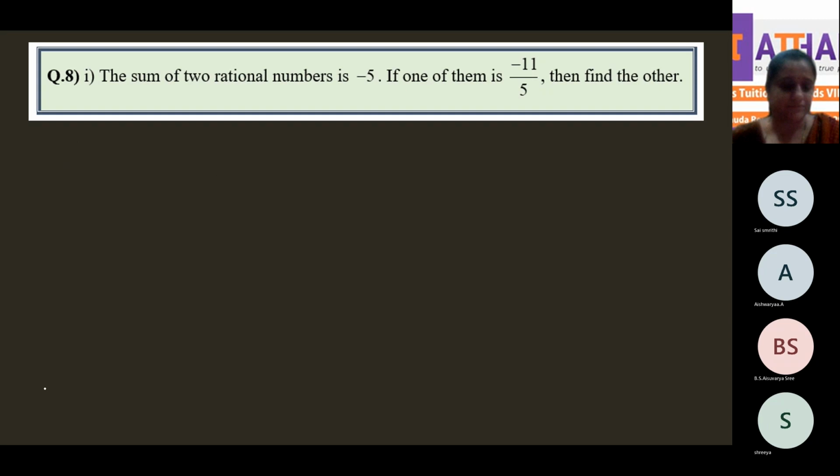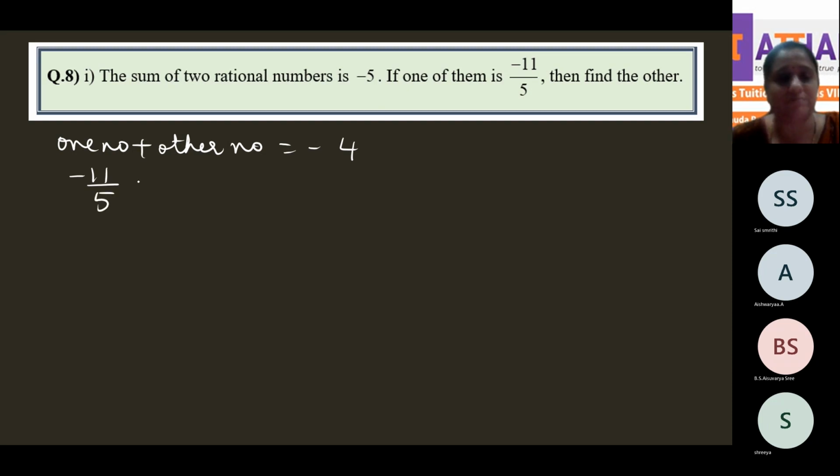Fine, let's see the correct answer. So you all have the question with you. It's given that the sum of two rational numbers is minus 4, meaning one number plus the other number is equal to minus 4. Now, one of them is minus 11 by 5, plus the other number, we'll call it x, is equal to minus 4. So x is equal to minus 4, and here minus 11 by 5, when transposed, becomes plus 11 by 5.